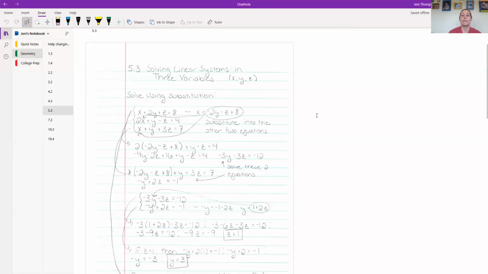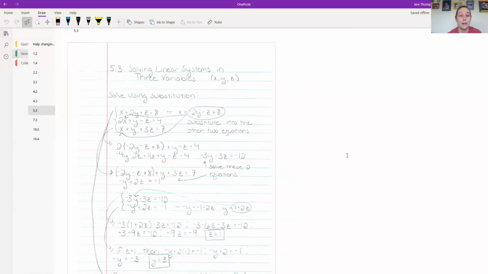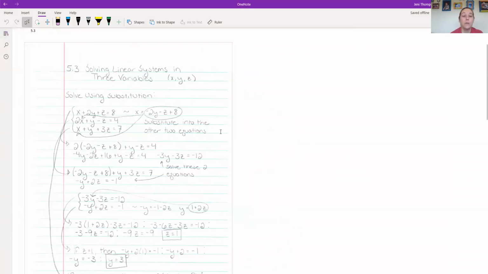Hey guys, let's talk about 5.3, solving linear systems in 3 variables. Okay, so we've done systems of equations with 2 equations. This is 3 equations. This is kind of a lot. Basically, you break it down.